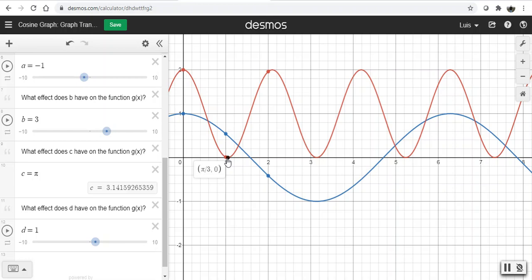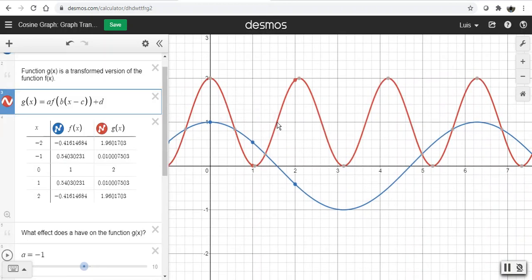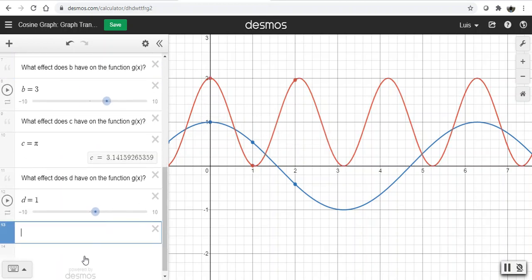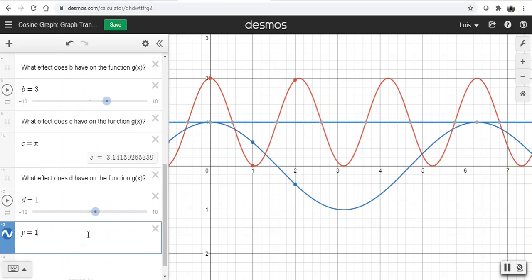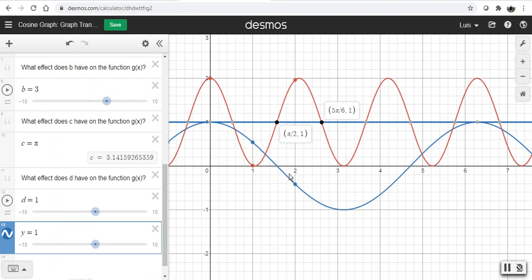So let's focus on the section that we had. So pi over 3, 0, 2 pi over 3, 2, and then we had that the endpoint was at pi, 0. Now, of course, if you want to know where it crosses over here, let's see if we can get it. Let's go ahead and plug in another equation, like y equals 1. That way you can see, okay, pi over 2 and 5 pi over 6, which is the same thing, essentially. Of course, this looks much nicer on this graph.